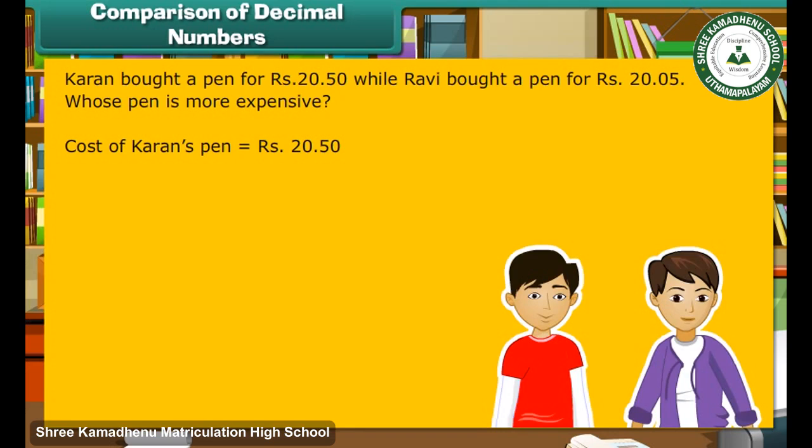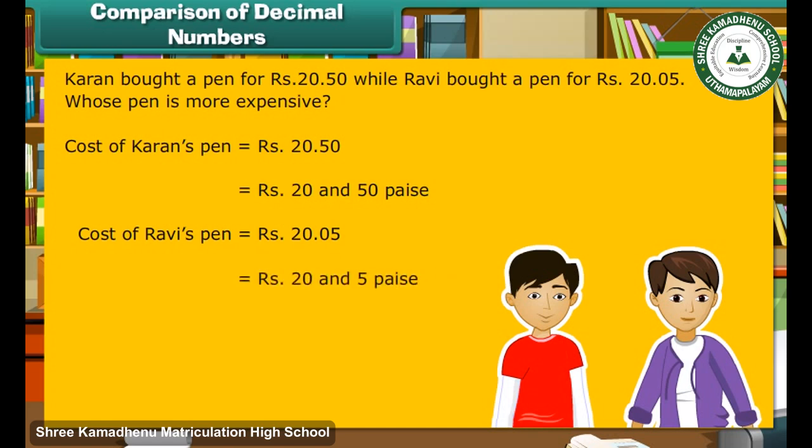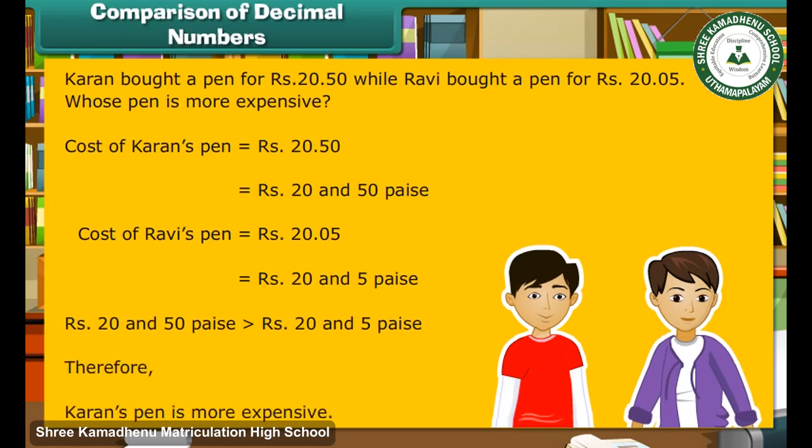Cost of Karan's pen is equal to rupees 20.50. That is equal to rupees 20 and 50 paise. Cost of Ravi's pen is equal to rupees 20.05. That is equal to rupees 20 and 5 paise. Rupees 20 and 50 paise is greater than rupees 20 and 5 paise. Therefore, Karan's pen is more expensive.